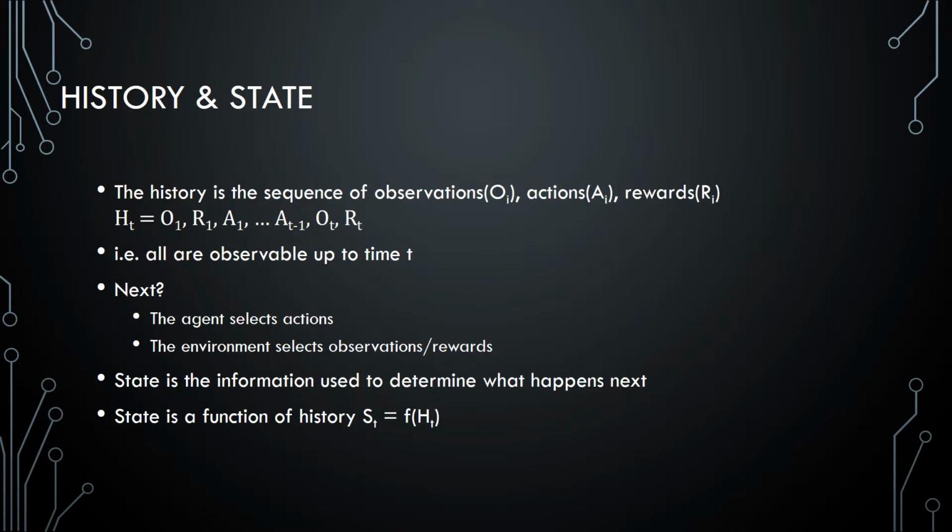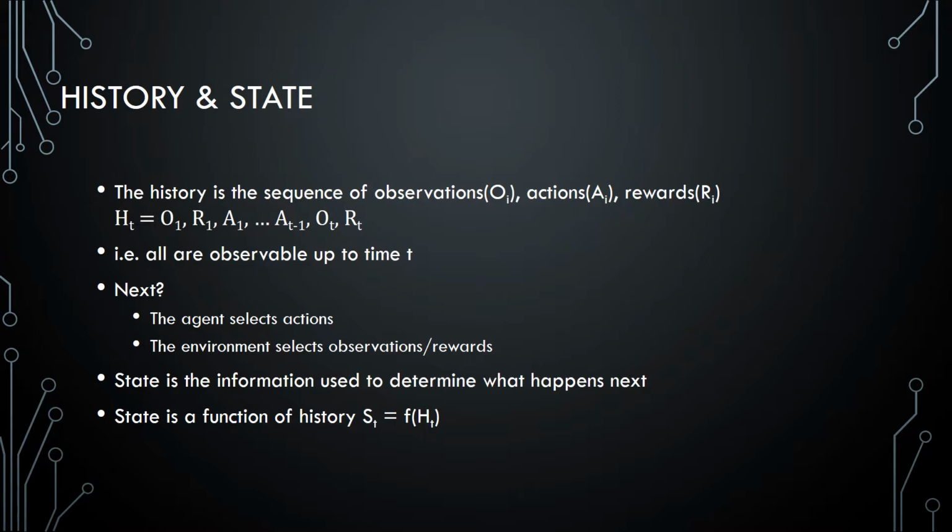History and state. The history is a sequence of observations, actions, and rewards. It is a combination of what the agent sees and gets rewarded for the action it has taken. And it is all observable up to time t. So what does it do next? The agent selects actions, and the environment selects observations and rewards for the action taken by the agent.